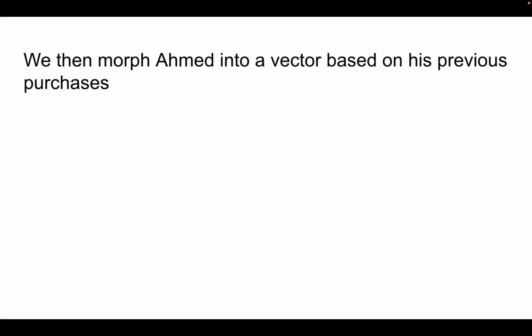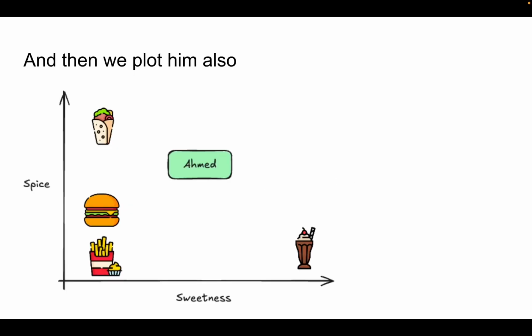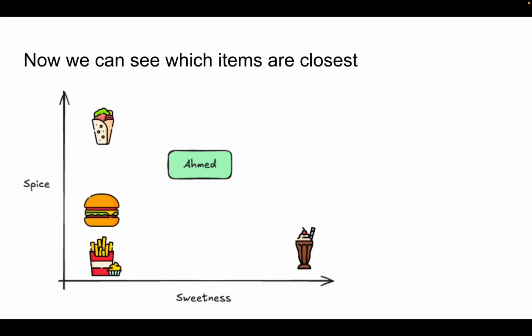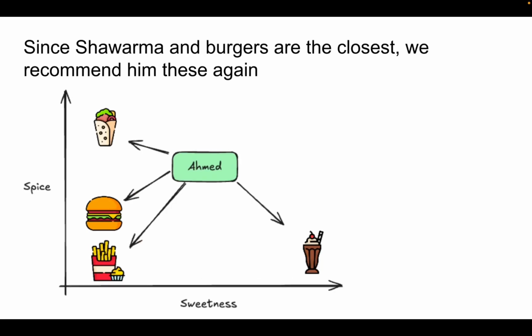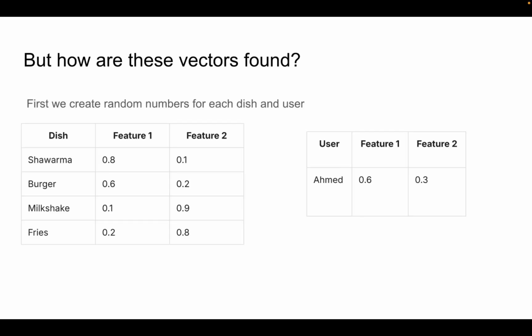We then morph Ahmed into a vector based on his previous purchases. So this is Ahmed, he likes shawarma and milkshake, and this is the vector that he gets. And then we plot him also. Now we can see which items are closest. Since shawarma and burger are the closest, we recommend him these again. But how are these vectors found?